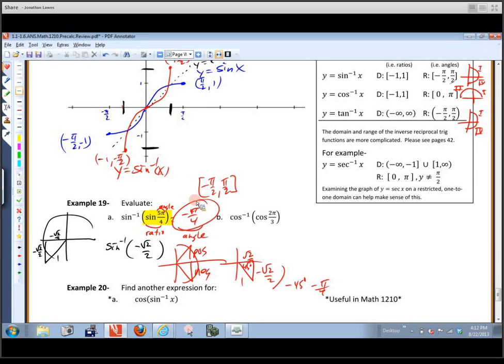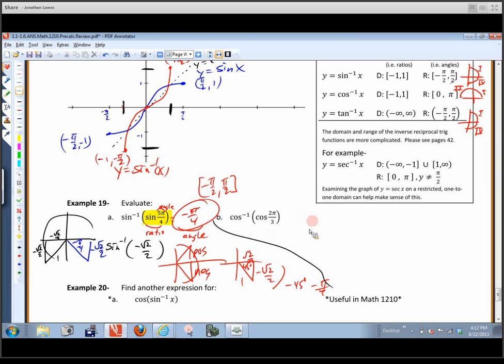Now, the simple way to do this problem is to just recognize that this is just in the wrong quadrant. Let's flop it over here into the quadrant that we need. This has the right sine ratio. Recognize that as negative pi fourths as far as an angle goes, and there's our answer right there. Okay? Now, let's take a look at this one, because this one is also kind of interesting.